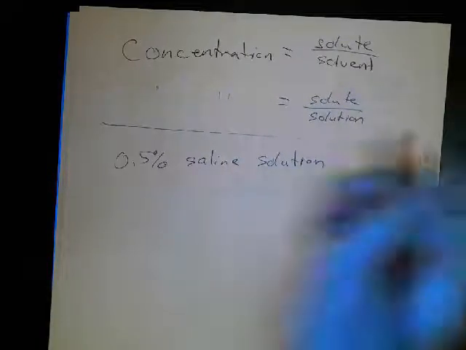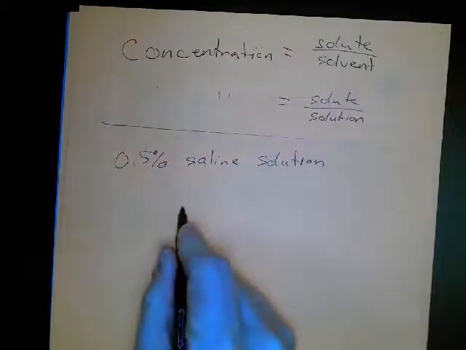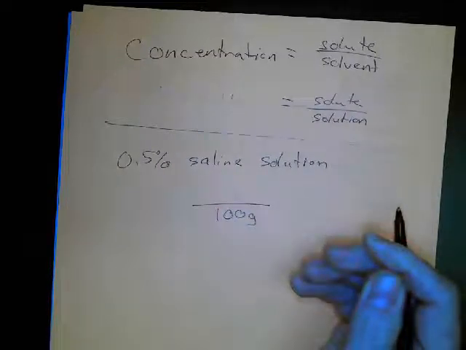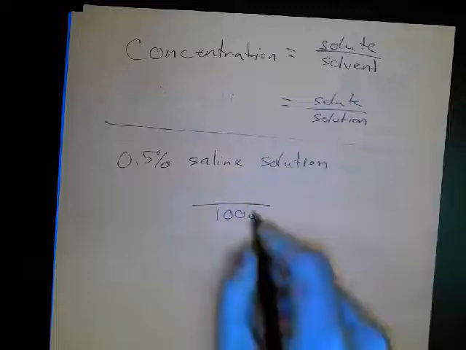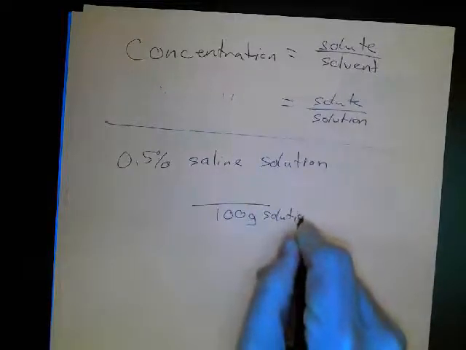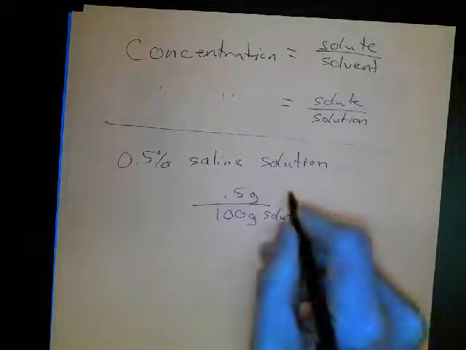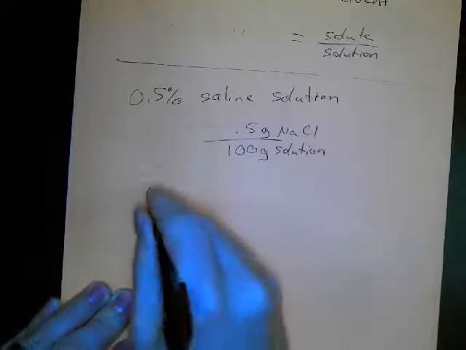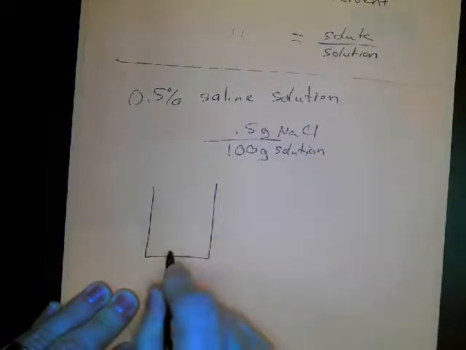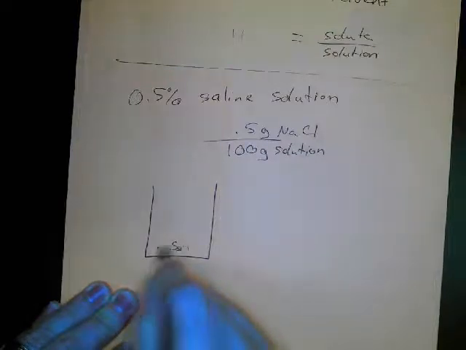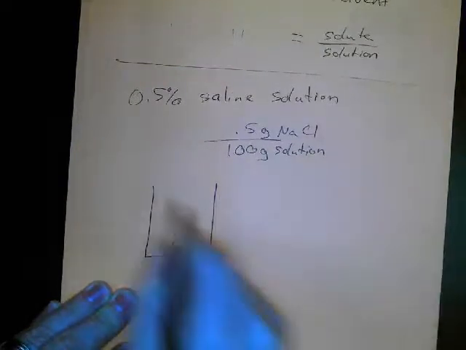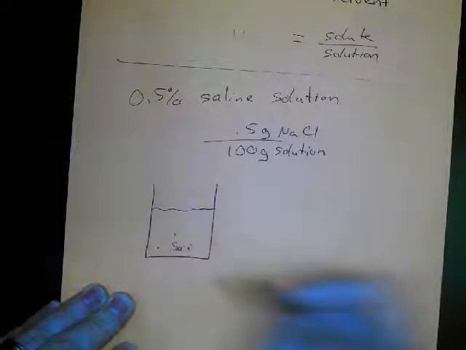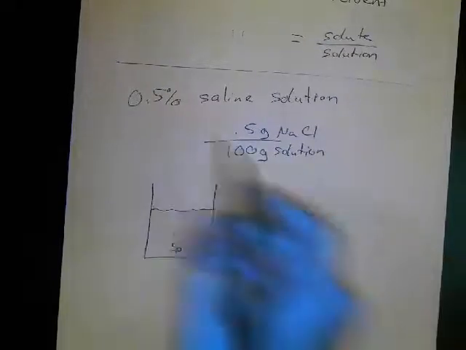Okay, what does that mean? Well, that means that for every 100 grams of water, or of solution, I guess, that would be 0.5 grams of salt. So if I wanted to make a 0.5% saline solution, I could put 0.5 grams of salt into a beaker, and then I would fill it up until the total solution weighed 100 grams. I would fill it up with water, all right, and that would be a 0.5% saline solution.